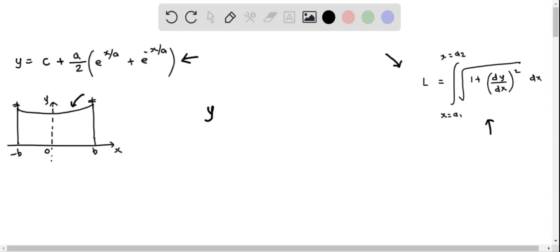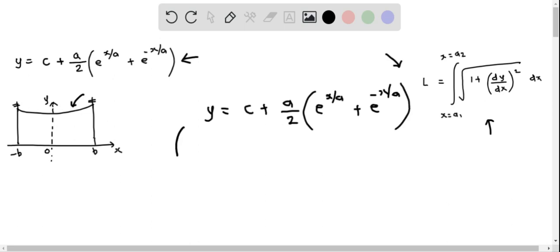So first let me copy this equation, that is y equals c plus a over 2 multiplied with e raised to the power of x by a plus e raised to the power of negative x by a. We will find the derivative. So I'm going to find the derivative on both sides. The derivative of y with respect to x is dy by dx, and the derivative of c, which is a constant, becomes 0.